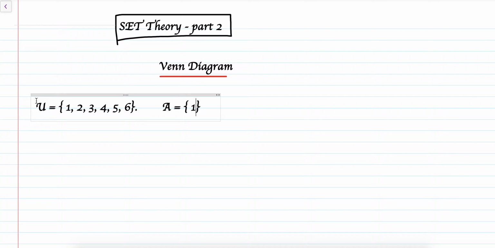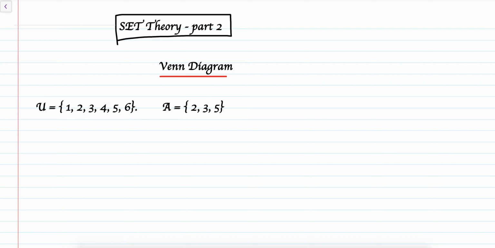So suppose we have a universal set U which consists of 1, 2, 3, 4, 5 and 6, and we have another set A which is a subset of the universal set, which is let's say 2, 3, 5. So we have to represent the same thing in a Venn diagram.